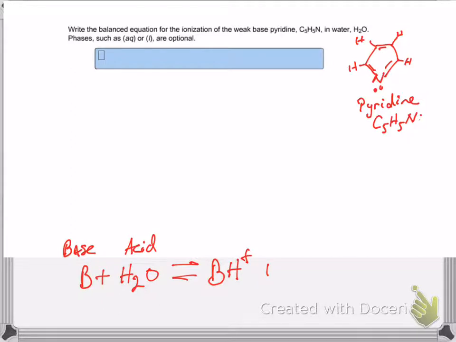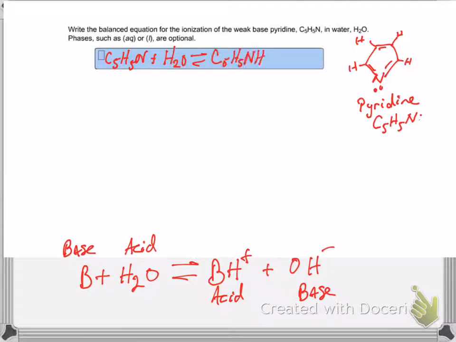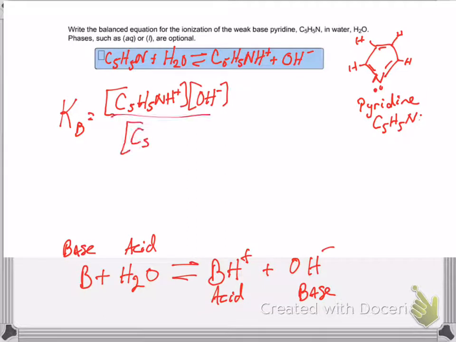So let's remind ourselves, what is the general Kb reaction? We have a neutral base plus water. If it's a nitrogen, we have base plus water to make BH plus and OH minus. So the BH plus is the conjugate acid, and the conjugate base of water is hydroxide. Using that for pyridine, the reactants are the base plus water, and as products we have C5H5NH plus, the corresponding conjugate acid, plus the conjugate base of water, OH minus. Writing Kb for it, we take the products, OH minus times C5H5NH plus, divided by C5H5N.